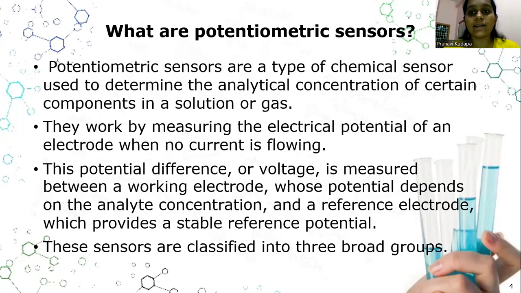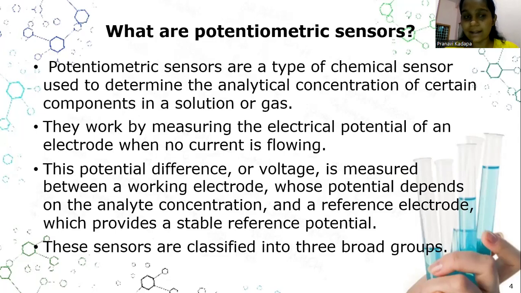They work by measuring the electrical potential of an electrode when no current is flowing. This potential difference, or voltage, is measured between a working electrode, whose potential depends on the analyte concentration, and a reference electrode, which provides a stable reference potential. Here we consider the glass electrode as the working electrode because it detects H plus ions in the solution, and as the reference electrode, we may consider calomel. These sensors are classified into three broad groups. It would take another session to go into these three broad groups.